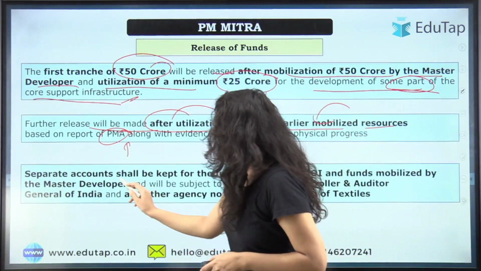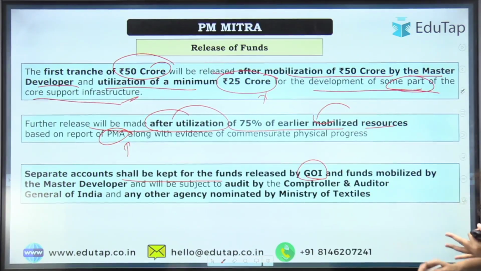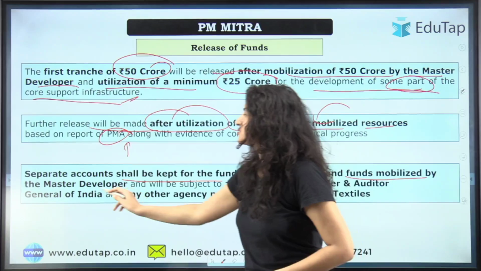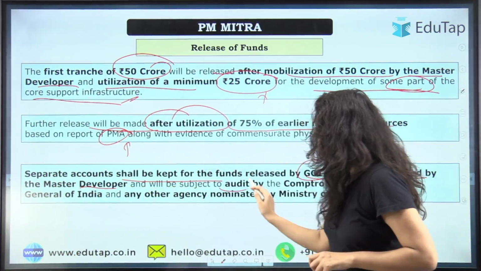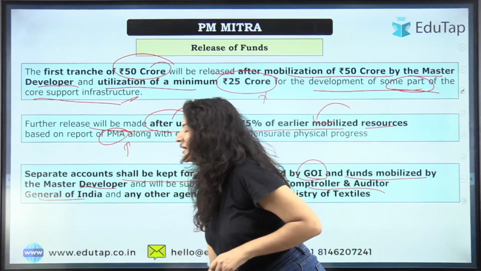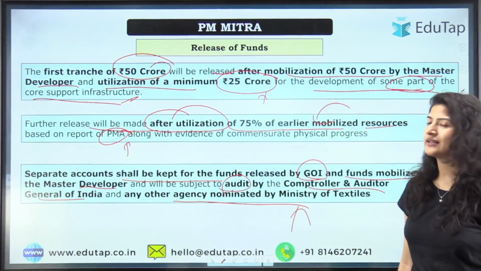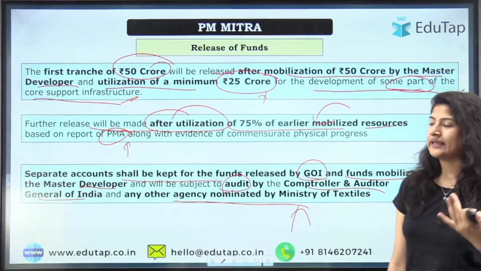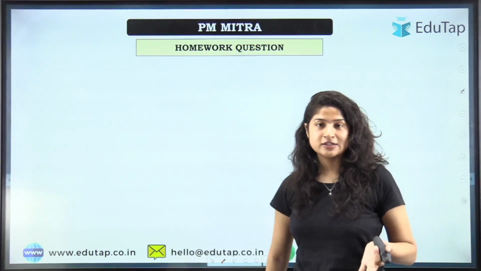Next, a separate account shall be kept for the funds released by the Government of India, that is your company that will be set up, SVP, and funds mobilized by the master developer. So separate accounts will be there for the funding that they will do, and will be subject to audit, and the audit will be done by the Comptroller and Auditor General of India, CAG, okay, and any other agency nominated by the ministry. It could be either CAG or any agency that will be nominated by the Ministry of Textiles. Okay, so that is all in this particular scheme.